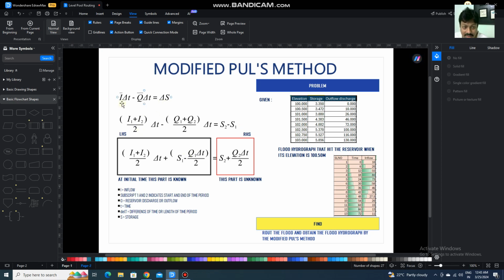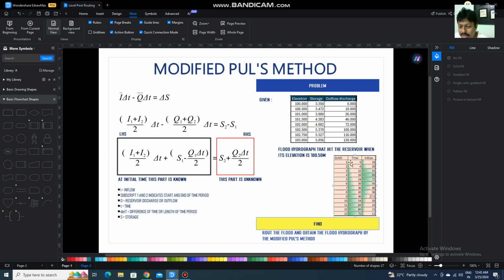I average is actually I1 plus I2 divided by 2, where I1 is the inflow entering time into the system, in this case the reservoir. When some amount of water enters the reservoir, that time is recorded as 1, and when it is going out of the reservoir, that time is recorded as 2. It is also often known as the start or end time of a time period. Start is 1, end is 2.